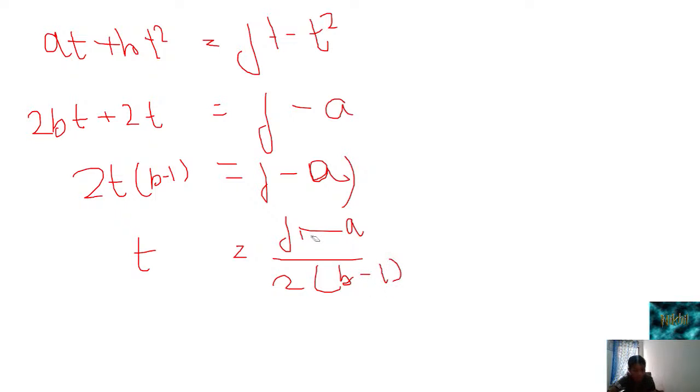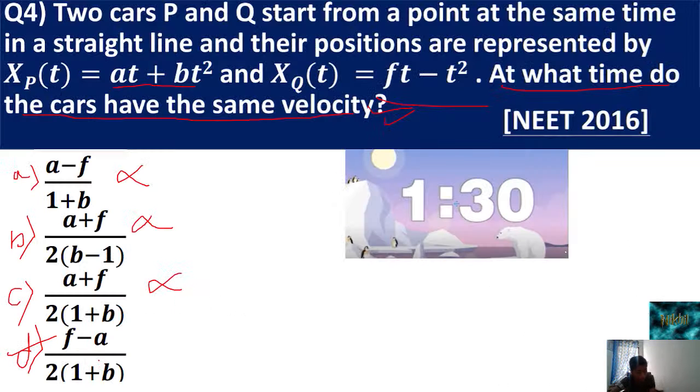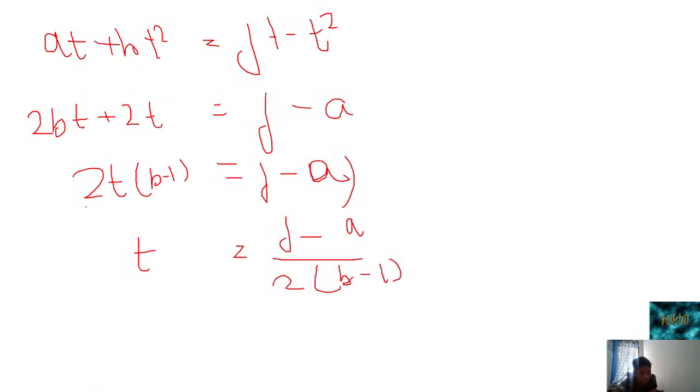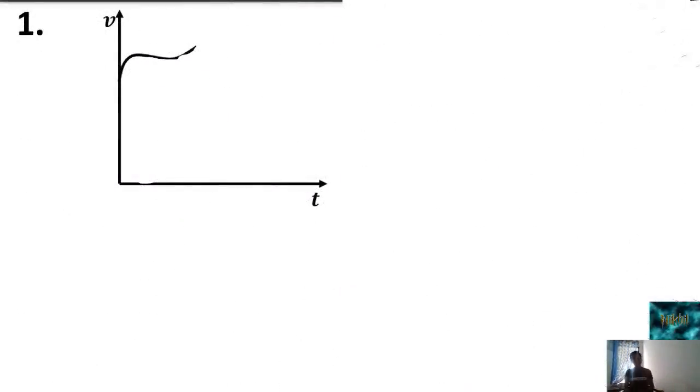So is our answer right? Yes. So 1 plus b? Yeah, 1 plus b. Sorry guys, it is b plus 1, that is option c. Sorry for that. Now let's come to the VT curve.